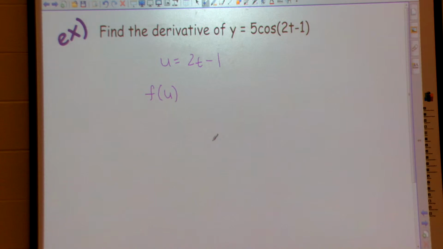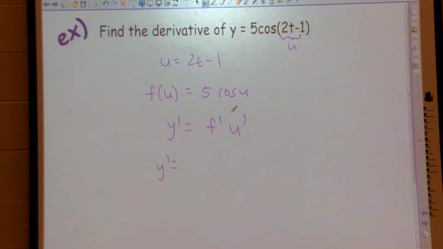So then f of u is saying, well, if all of this is u, my function is then 5 cosine u. It's saying if all of that junk is in fact u, what am I left with? I'm left with 5 cosine u. Now my derivative, y prime, is f prime times u prime.